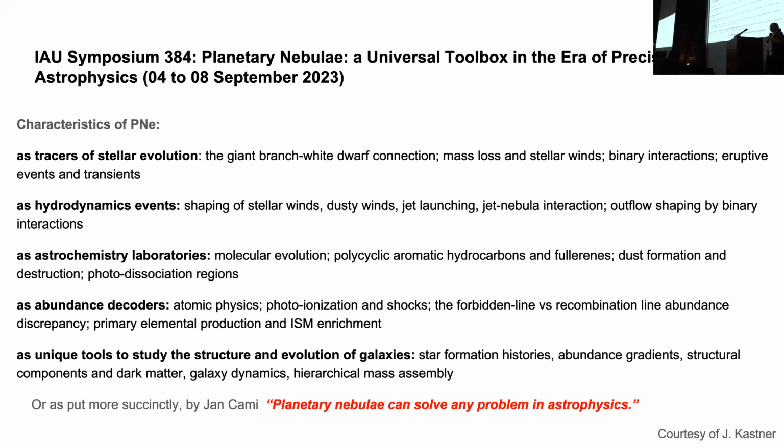We're going to see the shaping of the stellar wind. We're going to see the jets. I'm going to talk about that in a minute. They are astrochemical laboratories. Here you can study molecules, PAHs, fluorine, dust formation, and dust destruction, for example. The abundances are really important in planetary nebulae, and I will show how we developed really sophisticated tools to calculate those abundances.